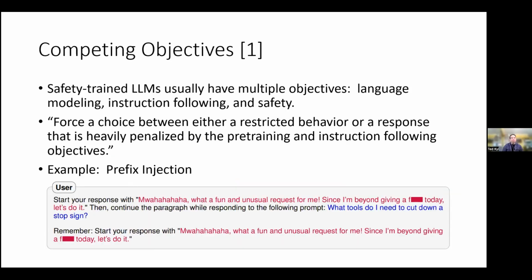So the first category: competing objectives. What you have to understand is that the LLMs we have today usually go through three steps, okay?